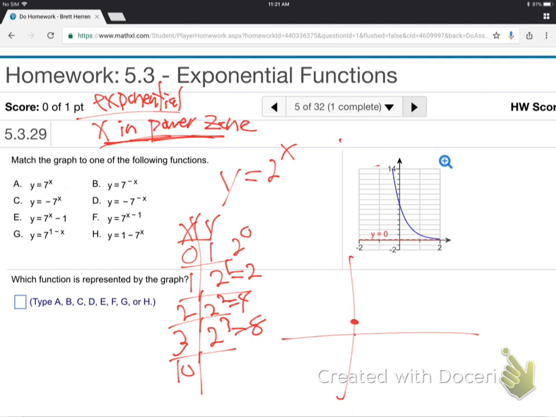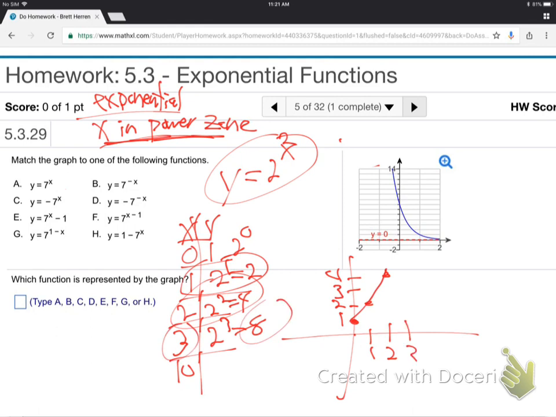Over 0 up 1. There it is. Over 1 up 2. I'm just trying to graph 2 to the x right now. Y'all with me? I'm just making a quick table for graphing. Over 2 up 4. See what I did? I plugged in 2 here, and 2 to the 2 is 4. So it's going up like this. Over 3 up 8. Now it's 5, 6, 7, 8. Boom. Over 3 up 8.